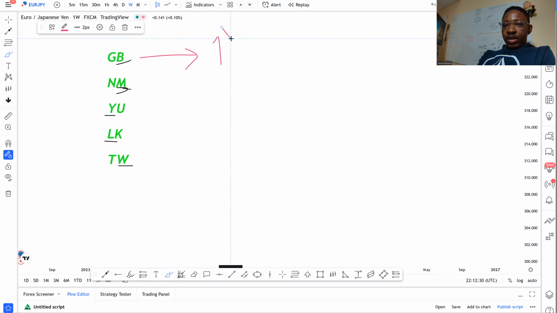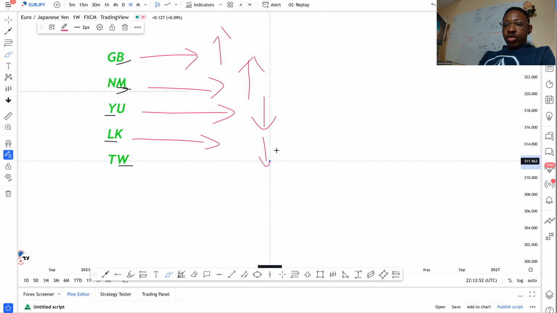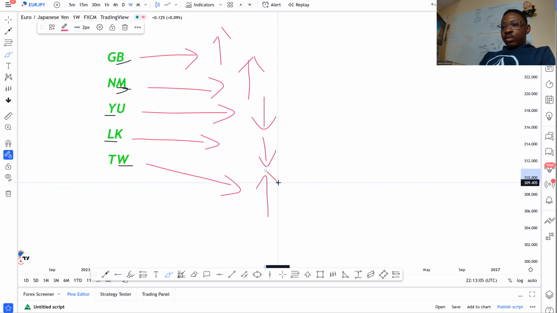If M is a weaker team, it means N is a stronger team. So the market will push up. If Y is a weaker team, it means U is a stronger team. So the market will push down. If L is a weaker team, it means K is a stronger team. So the market will push down. If W is a weaker team, it means T is a stronger team. So the market will what? Would push up. Does this make sense?